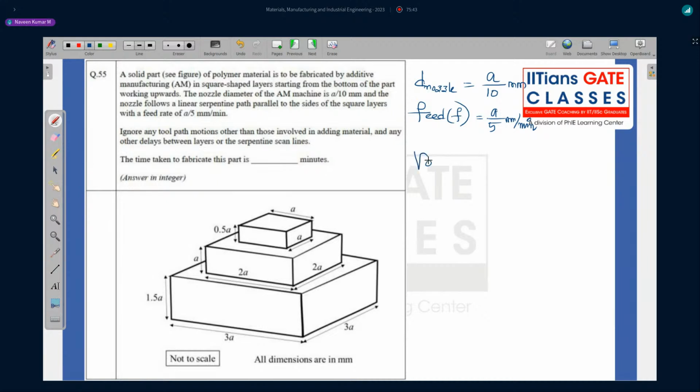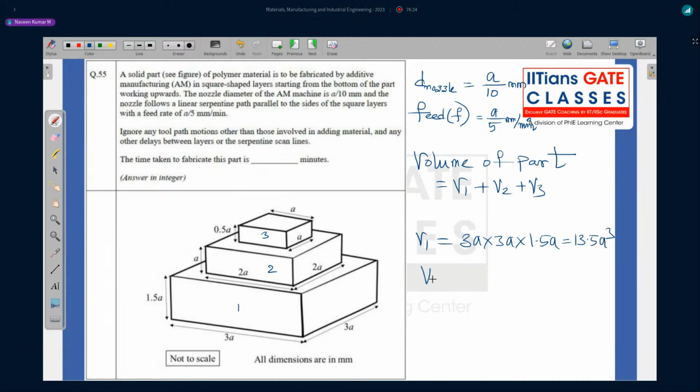So volume of part. I'll write 1, 2, and 3, because 3 sections are there: V1, V2, V3. So volume of part is equal to V1 plus V2 plus V3. What is V1? V1 is equal to 3A into 3A into 1.5A. 3 threes are 9, 9 into 1.5 is 13.5 A cube.